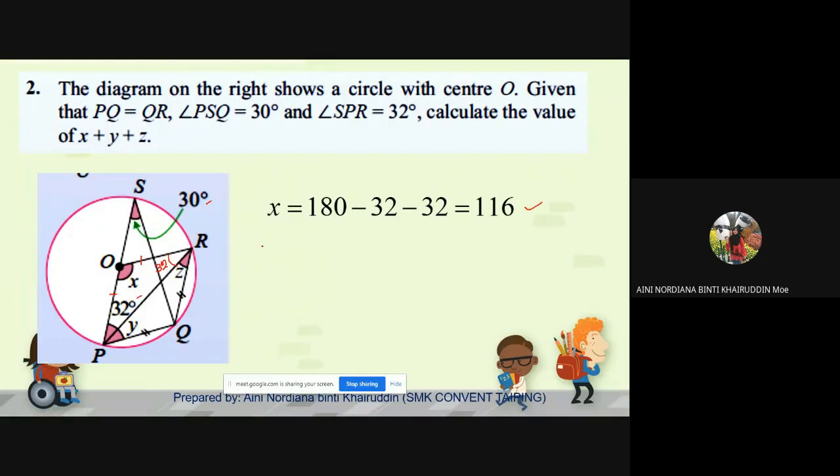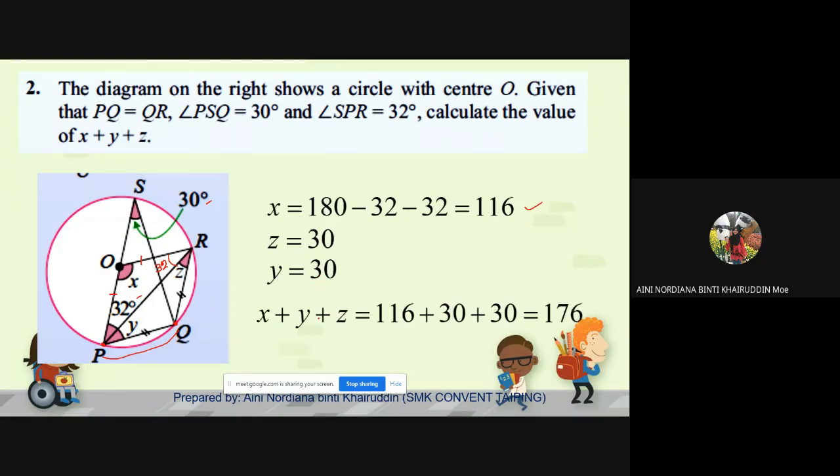So next, you can calculate the value of z. z equals 30 because it is the same as the value at S, because they come from the same arc PQ to the circumference. So z equals 30. If z equals 30, then y also equals 30. So x plus y plus z equals 116 plus 30 plus 30, which is 176.